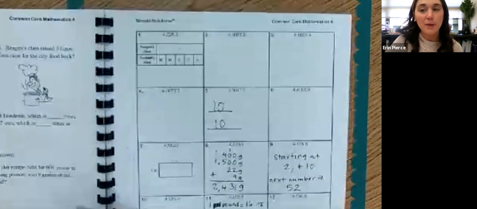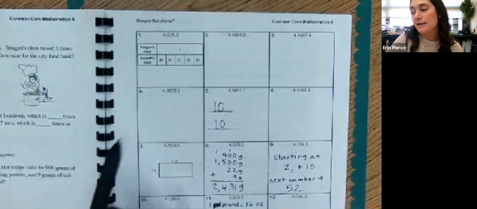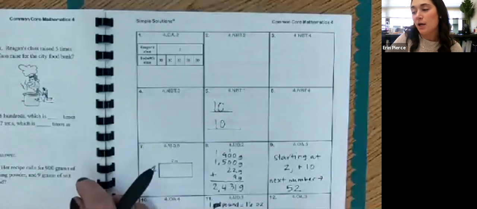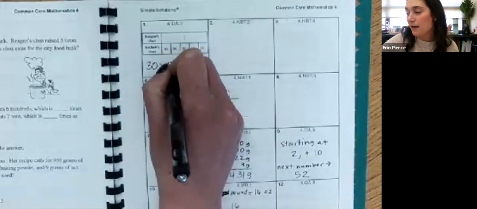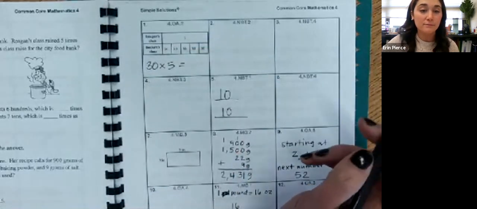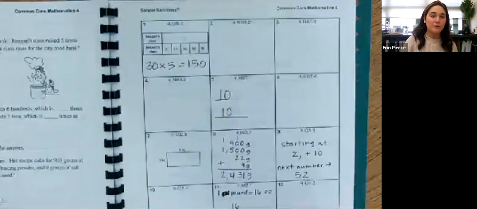Number 1, Beckett's class raised $30 for the city food bank. Reagan's class raised 5 times that amount. How much money did Reagan's class raise for the city food bank? Write a number sentence and solve it. We're not writing the number sentence when it's being asked of us. You need to do 30 times 5 equals, what does that equal, Eliza? $150. Yep, and I can just put 150.